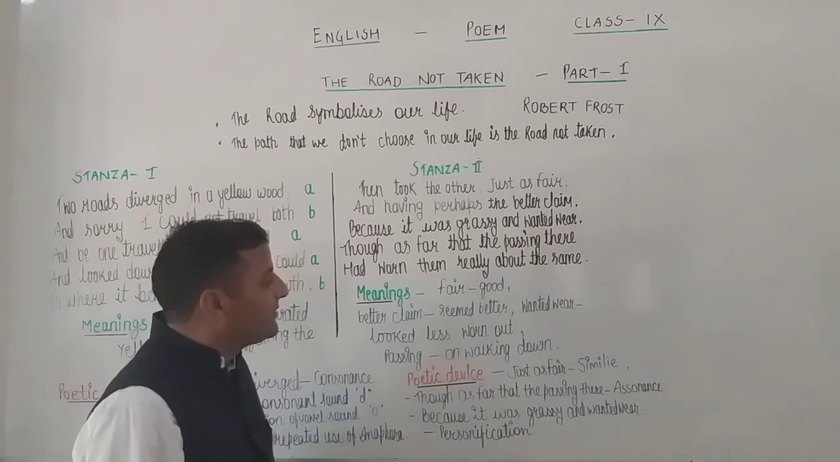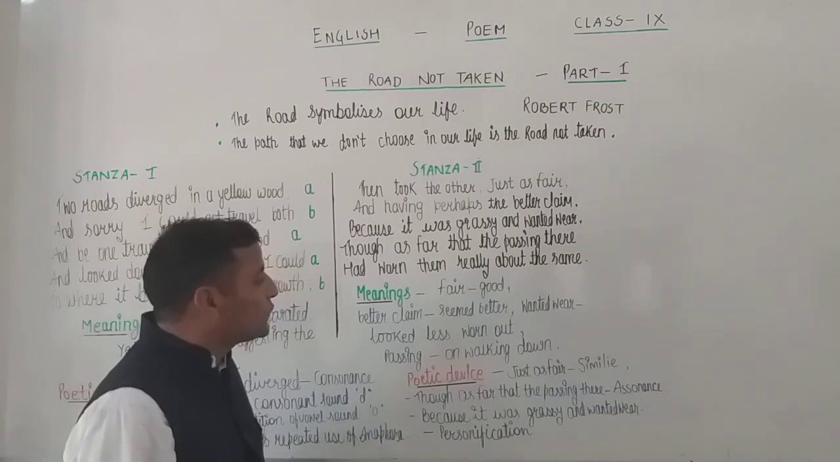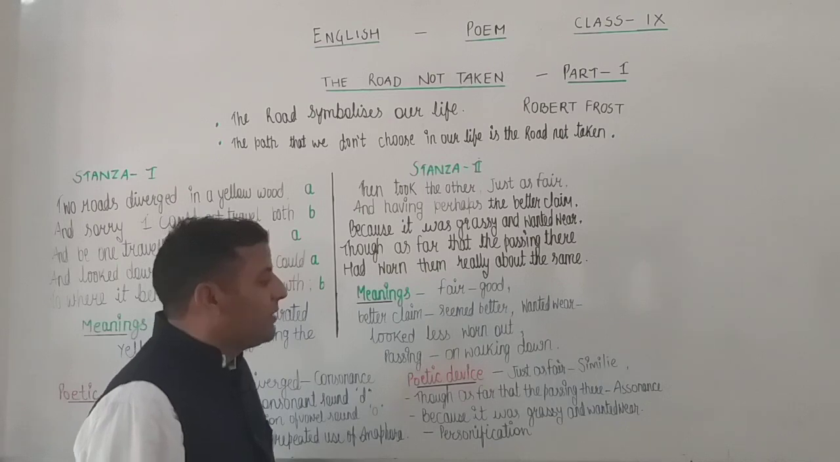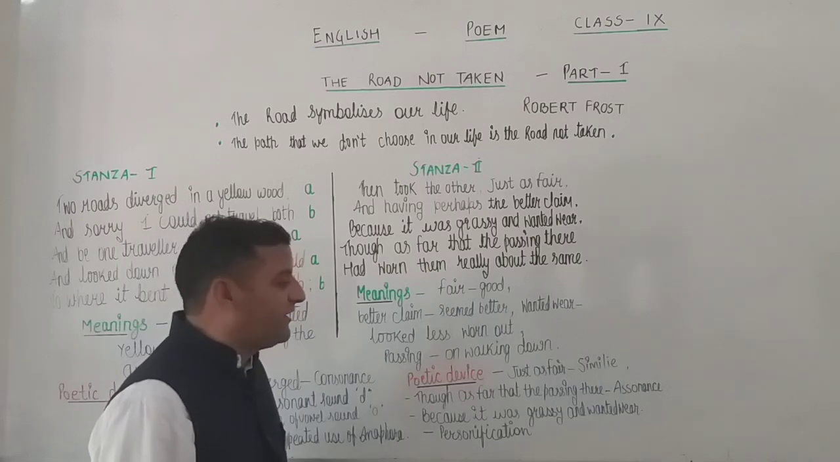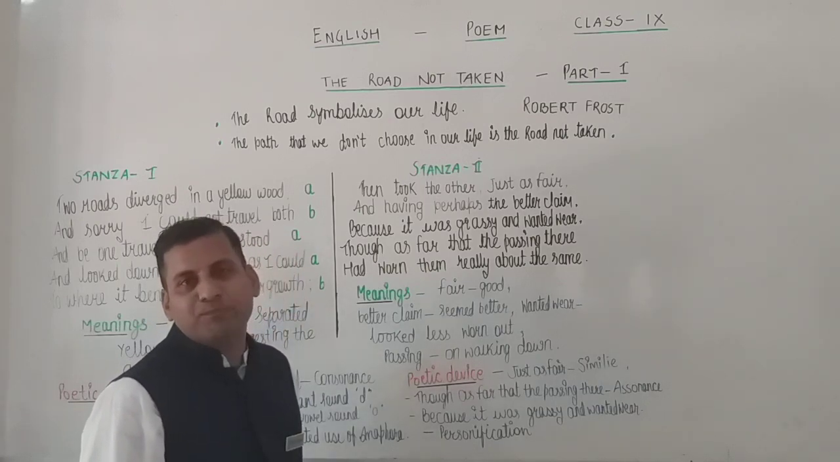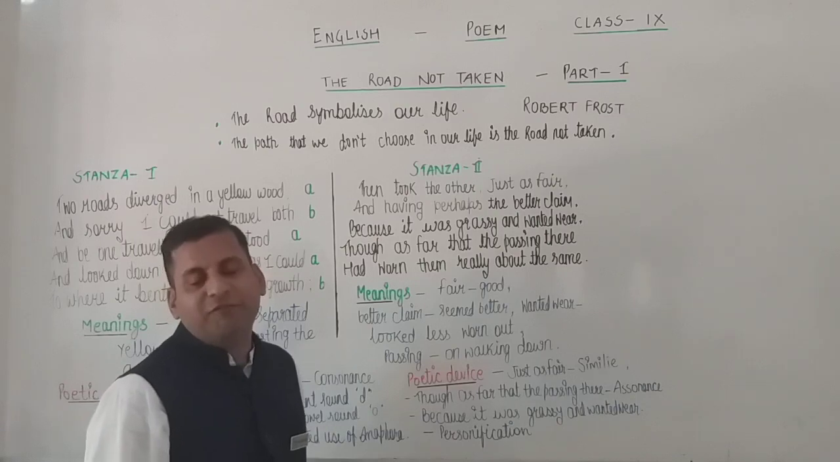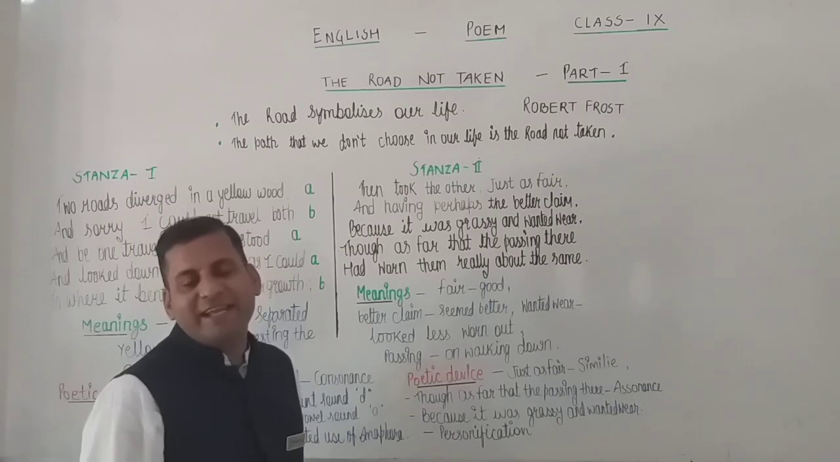Though as for that the passing there, here students, assonance is used. Because it was grassy and wanted wear, here students, the poetic device personification is used. The word personification here means when an inanimate object is compared with a human being.